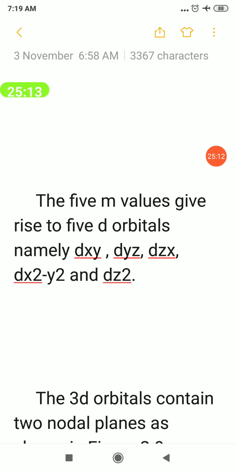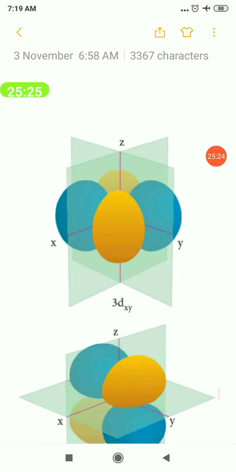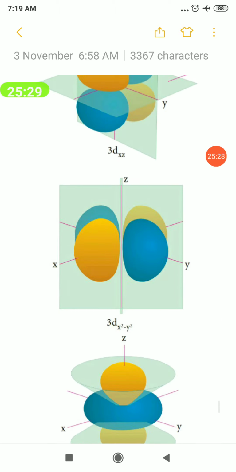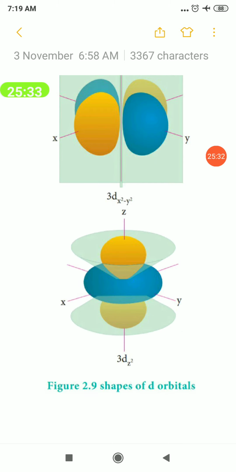So in the d orbital we have 2 different types of orbitals. One is called axial orbital and the other is called non-axial orbital. The 3 diagrams are given here. It is dxy orbital, dyz orbital, this is dxz orbital, this is x square minus y square and this is dz square. These are the shapes of d orbitals.